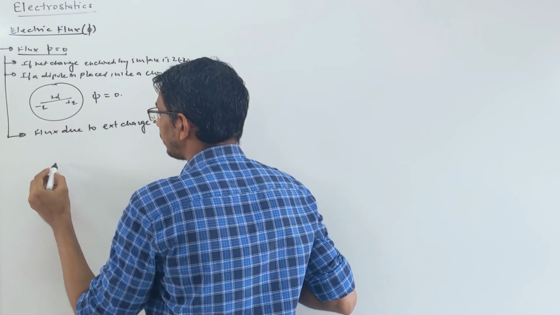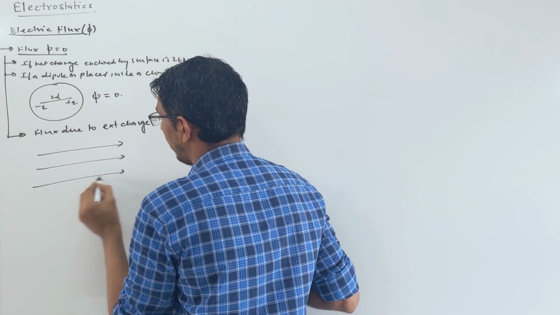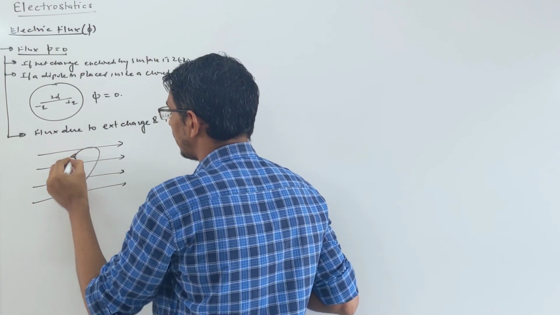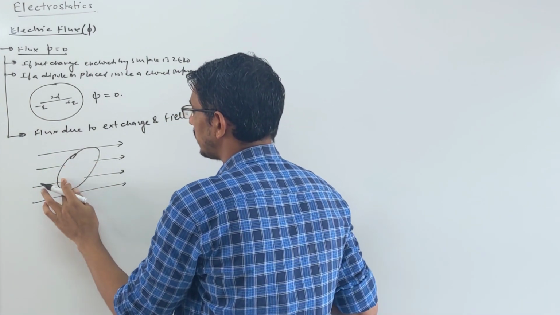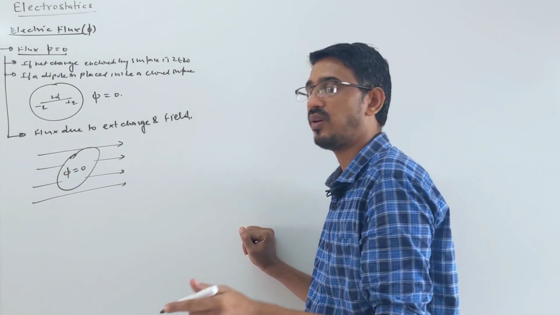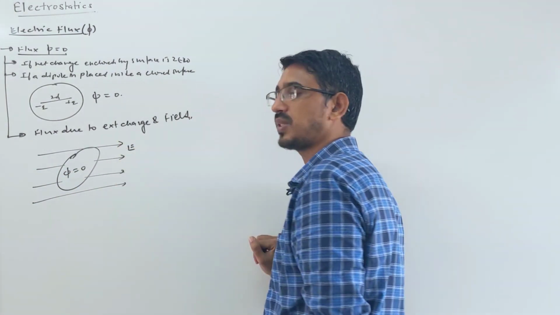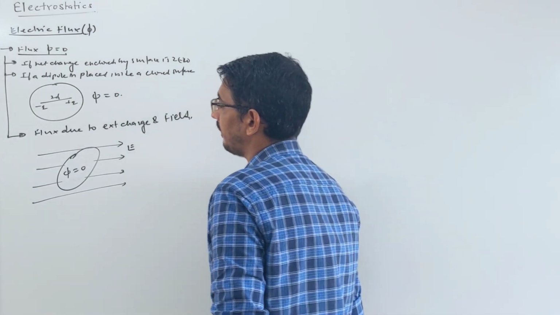I am saying that this is an external field, and you put any closed surface here, anything, right? Now I ask you, what is the net flux coming through this closed surface? What is the answer? Flux will be 0. An external field will not contribute to flux through a given closed surface, right? Now, also charge, correct? Okay.